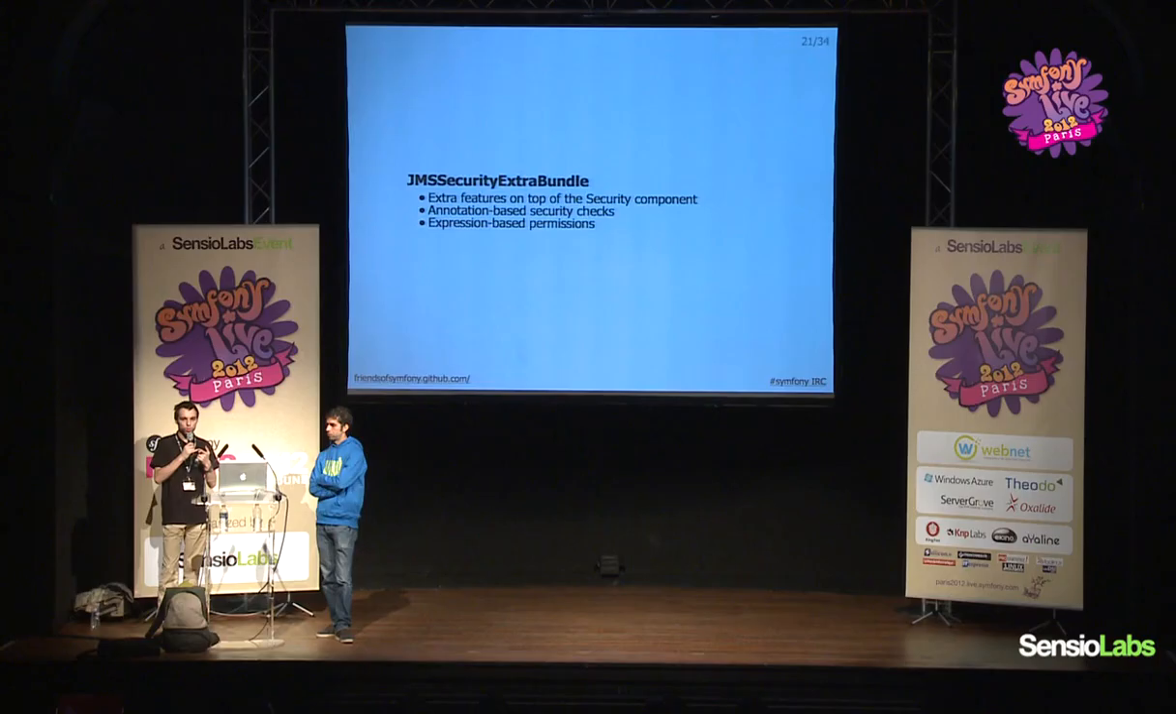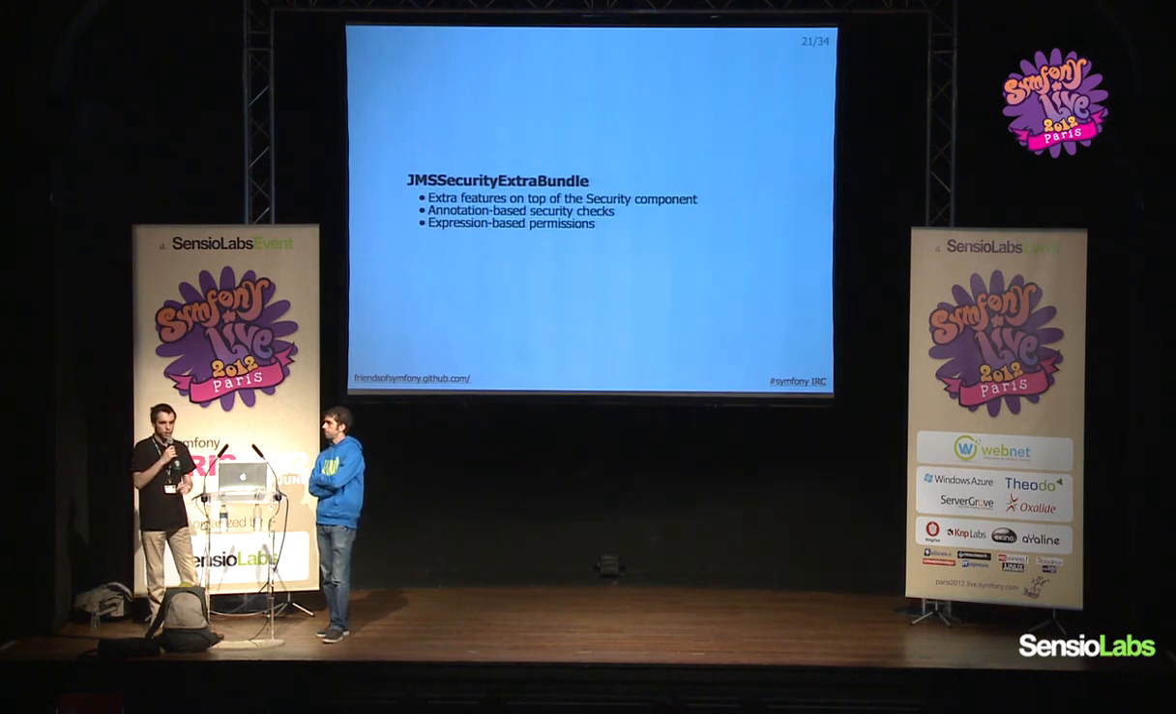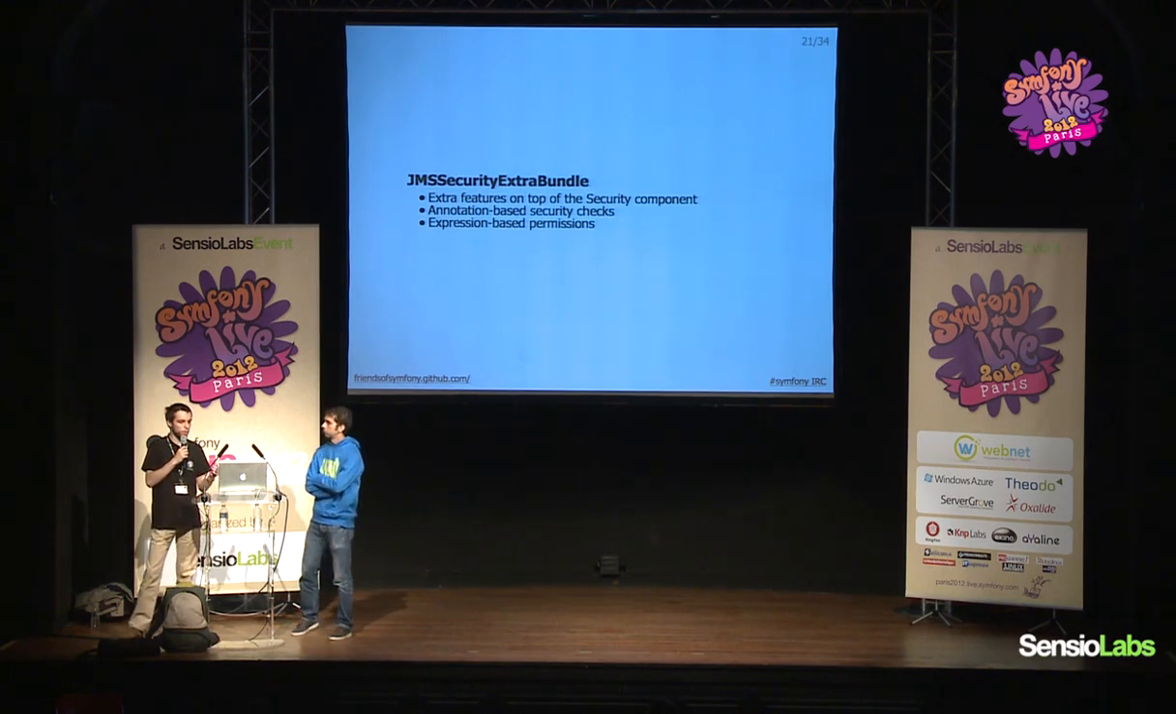The other feature, which is only in the 1.1 version of the bundle, is expression-based permissions, which are a powerful way to do checks. For instance, checking that a user has this role or does not have another role is quite difficult with the security bundle alone, because you have to do several calls to check stuff. The expression-based approach allows you to do it more efficiently. And it can do expression-based checks in Twig templates, in the annotations, and so on.